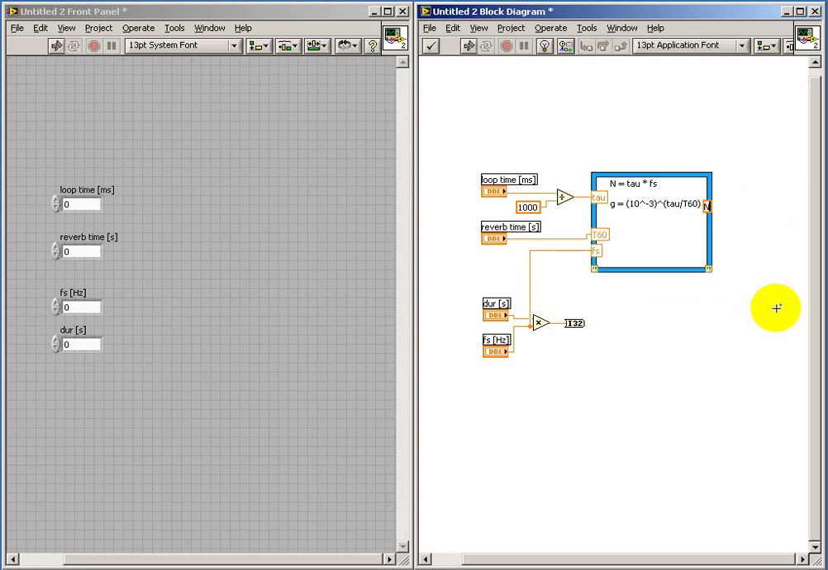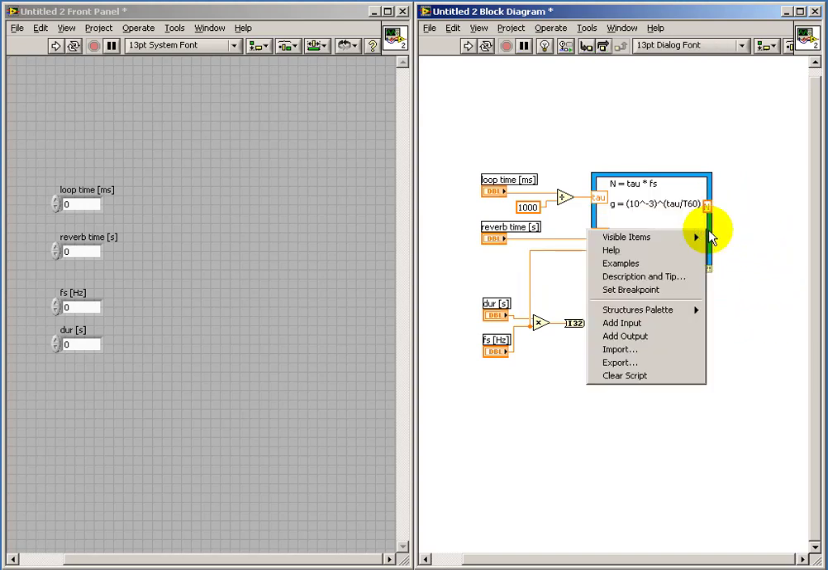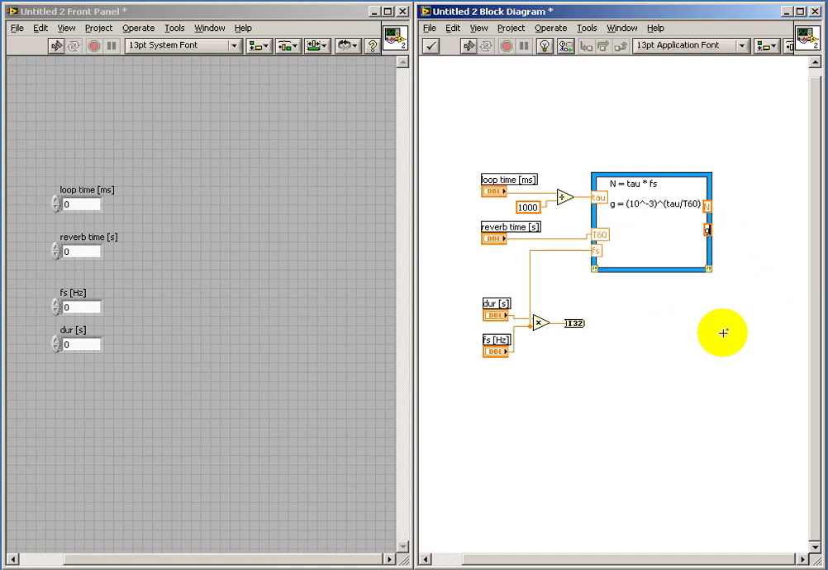On the outputs of the math script node, we need really the coefficients A and B ultimately, but it's also nice to generate the calculated values of N, that is our delay line length, and the filter coefficient G. So I like to have those available in case you wish to see the actual values before they go into the calculation for the filter coefficients.